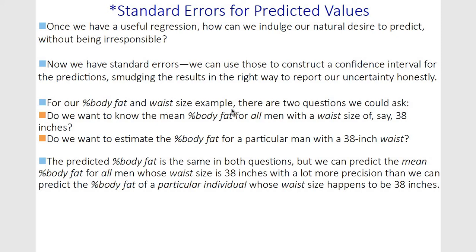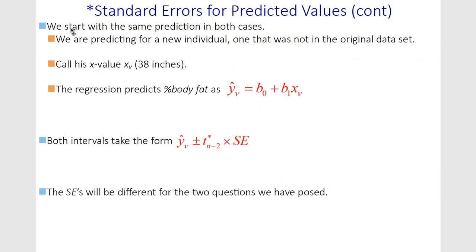So for our percentage body fat and waist size example, we have two questions. Do we want to know the mean body fat for all men with a waist size of 38 inches? Or do we want to estimate the percentage body fat for a particular man with a 38-inch waist? The predicted body fat is the same in both questions. So they're similar questions, but we can predict the mean percentage body fat for all men whose waist size is 38 inches with a lot more precision. So that's why we like that question more.